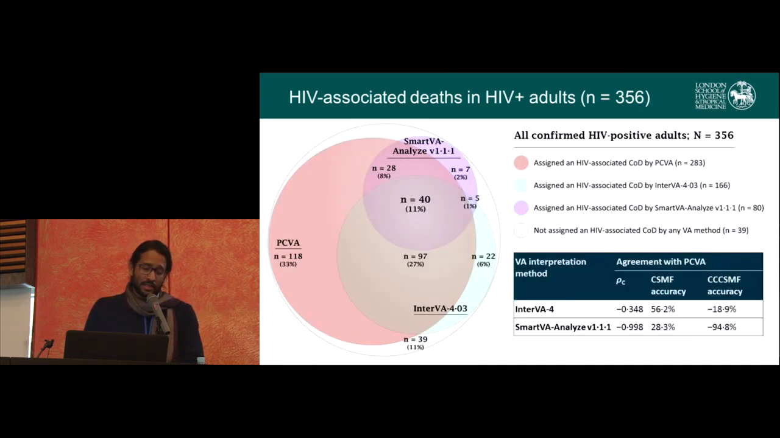And what's perhaps a little bit more worrying is when you combine those three diagrams, the overlap between the three methods is really quite limited. So only in 40 cases did the three methods agree that this individual had died from an HIV-associated cause. And that lack of consistency is only among 350 individuals. So if we scale this up to several hundreds and thousands of deaths, those error margins are really quite large.